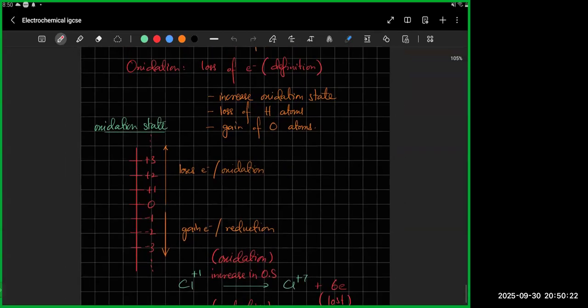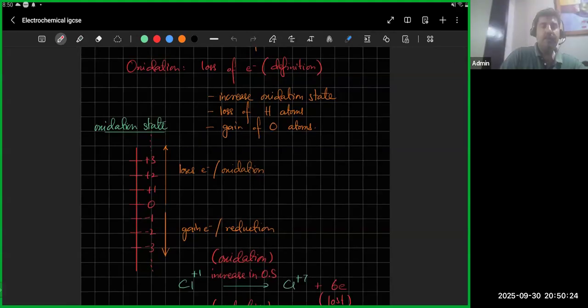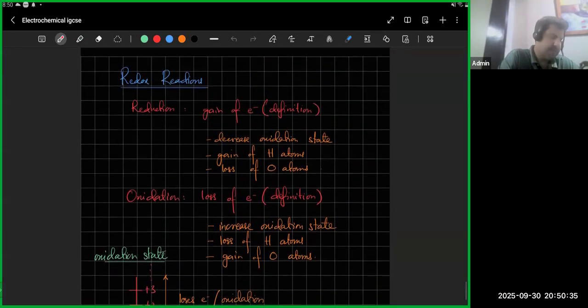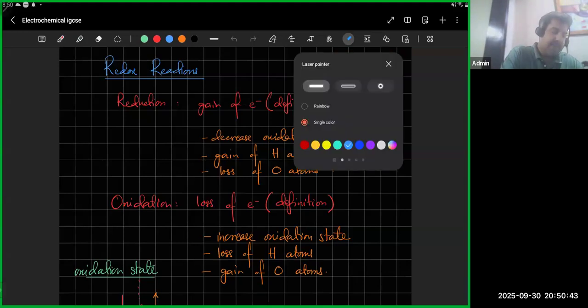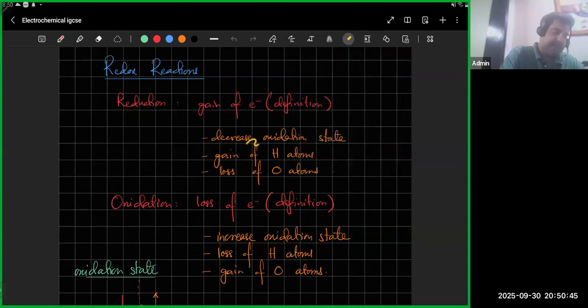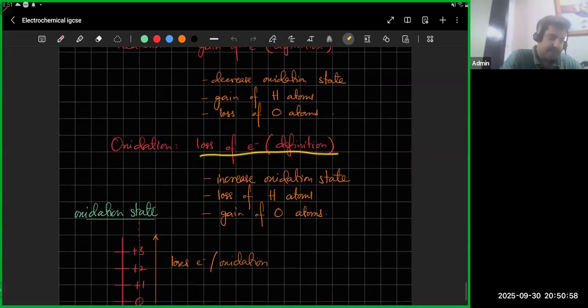We were doing redox, which is still part of electrochemistry. Reduction was a gain of electrons. I told you, that was the definition. There are other ways of finding whether reduction is happening, which is decrease in oxidation state, gain of H atoms, loss of oxygen atoms. That is also called reduction. But if they ever ask you what is reduction, it means a gain of electrons. And oxidation is a loss of electrons by definition.